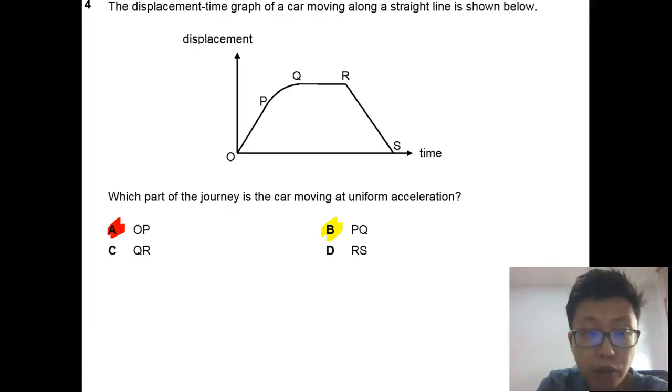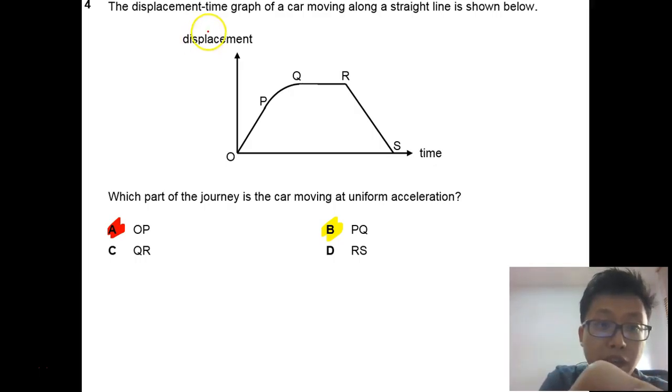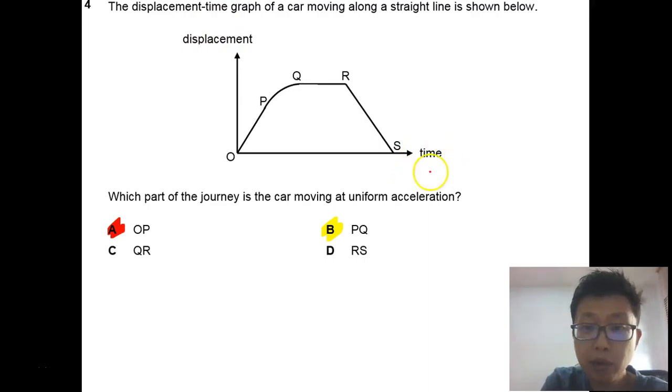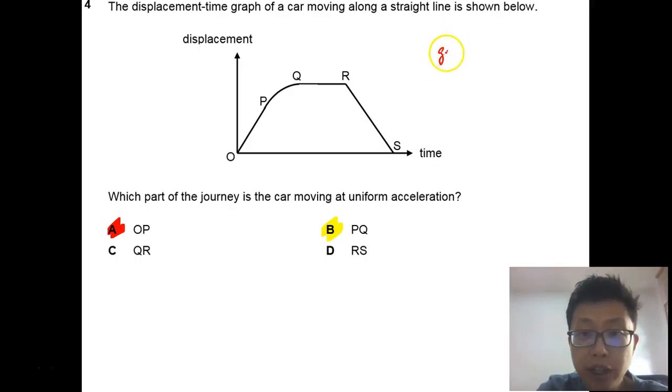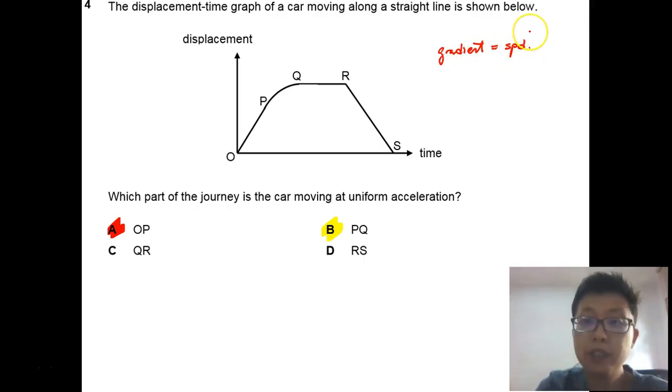Now in question 4, you are asked to identify which part of the journey shows a uniform acceleration. Be very careful because down here, you are looking at a displacement time graph. And in a displacement time graph, you can only obtain one useful piece of information from the graph, and that is the gradient is equals to the speed. So having this content knowledge will assist you in answering this question.